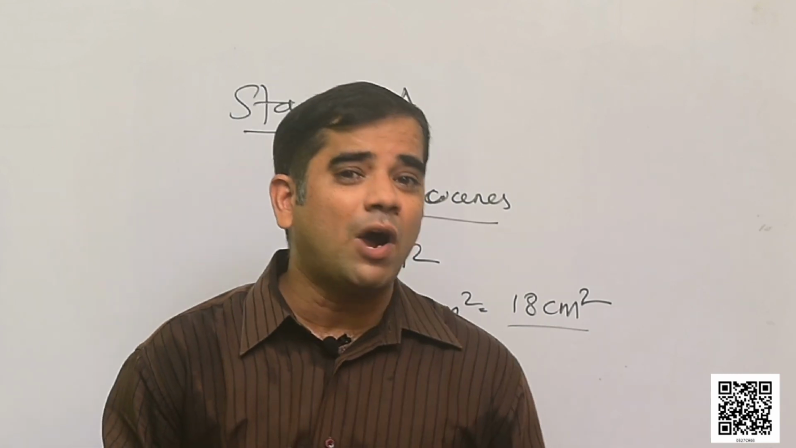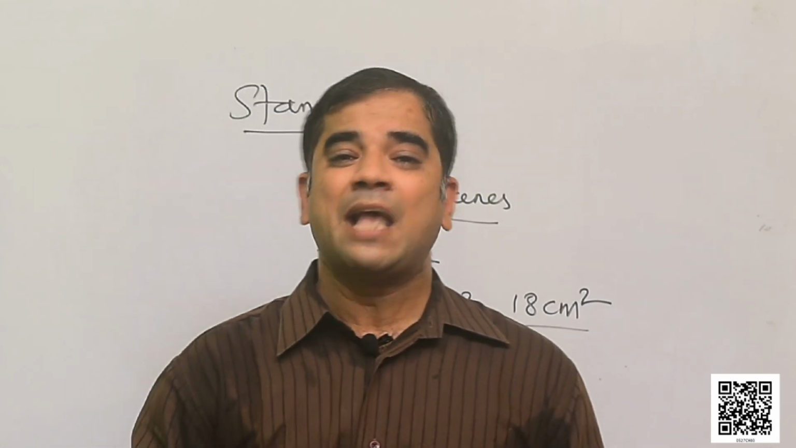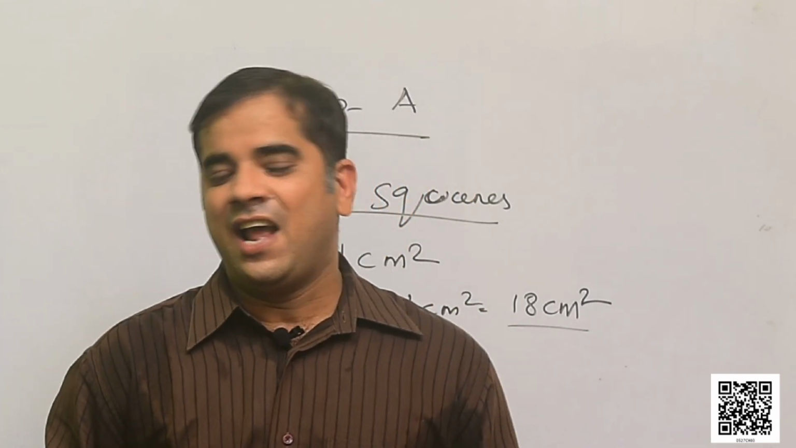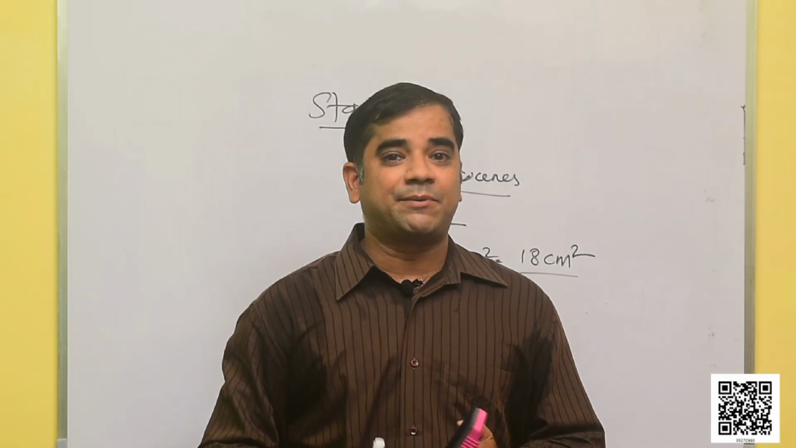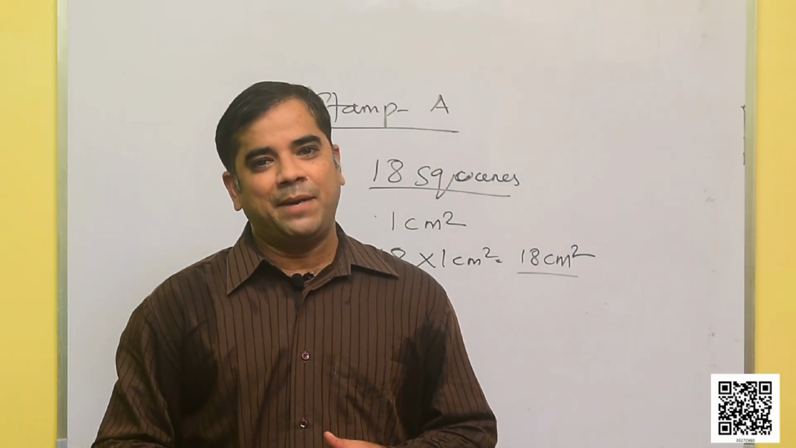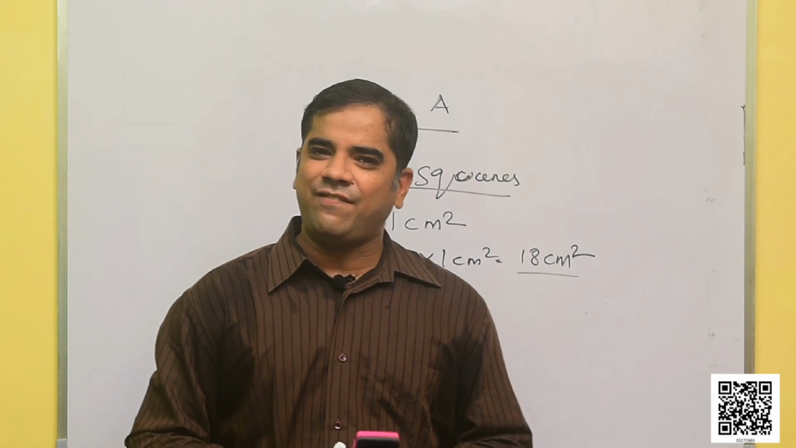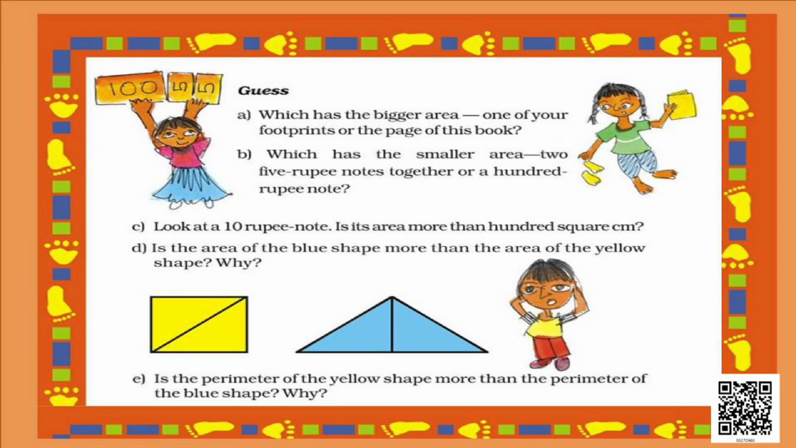Now students, you have to do all the other questions by yourself, as I feel you have understood the concepts of area and perimeter. Okay, do it by yourself. Students, on your next page, you have a task to do. Can you guess which has the bigger area? One of your footprints or the page of the book? Just guess. I hope you can find the answer, isn't it?